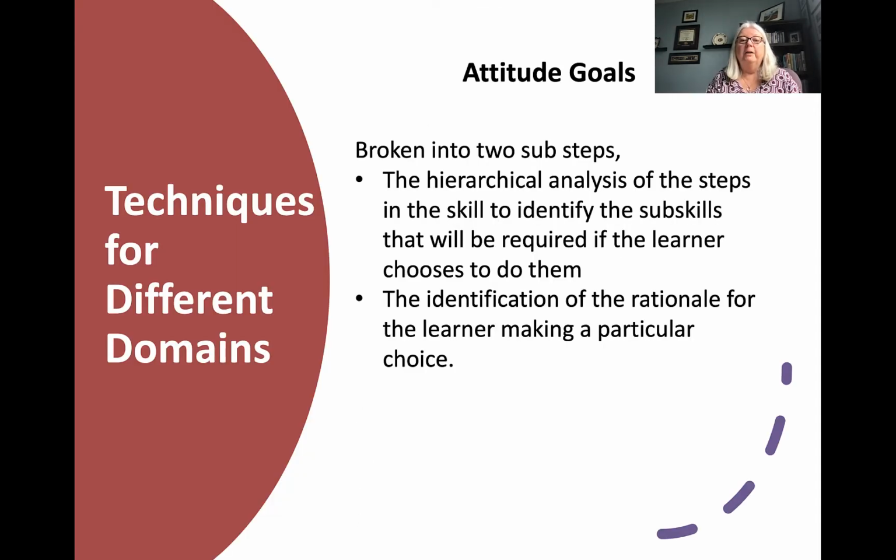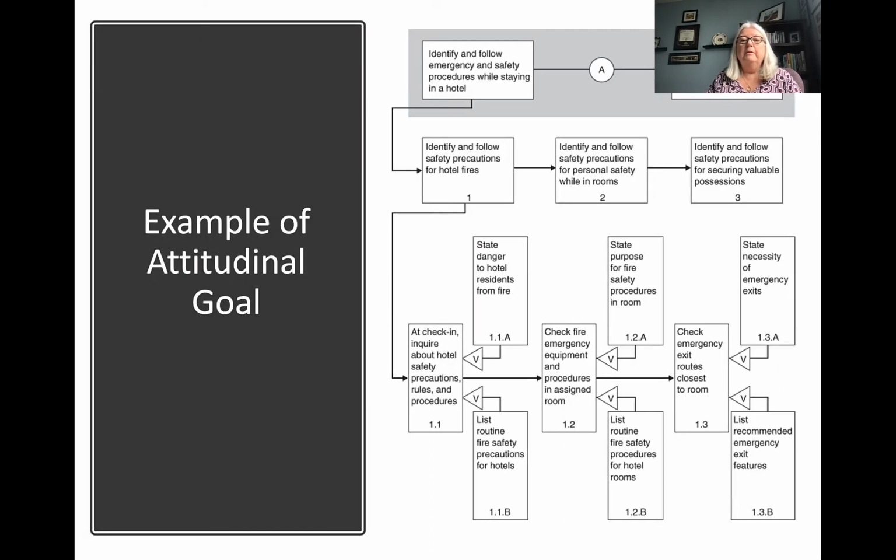Attitude goals are kind of weird because they really have two distinct parts. One is the rationale for the learner making a particular choice. We have to get the learner to choose to do something. And then we use a hierarchical analysis to identify the sub-skills. Here's an example of that. This is a goal about identifying and following emergency and safety procedures while staying in a hotel. It has an A, so we know it's clearly an attitudinal goal because a person has to choose to maximize personal safety.